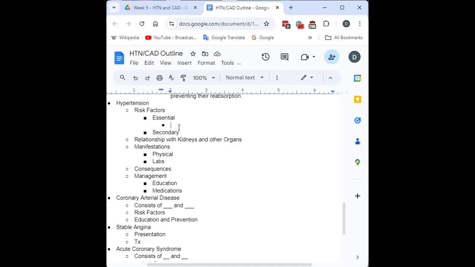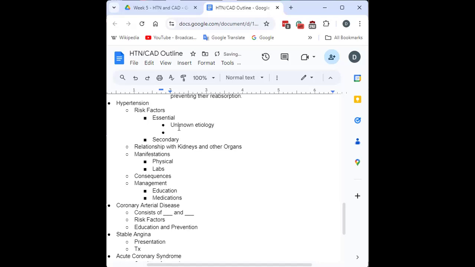So it's kind of an unknown etiology. We don't really know exactly what causes it very specifically, but there are some risk factors associated with it. Can you guys think of them? Some of these things can increase the chances of you having essential hypertension, but there's nothing specific.